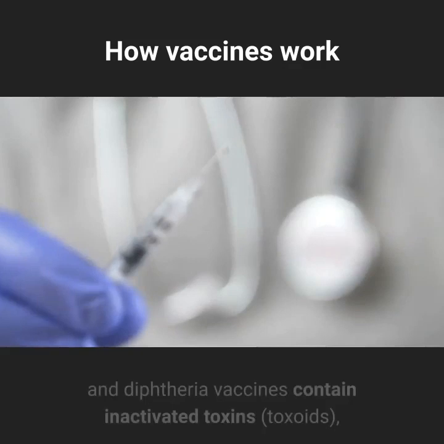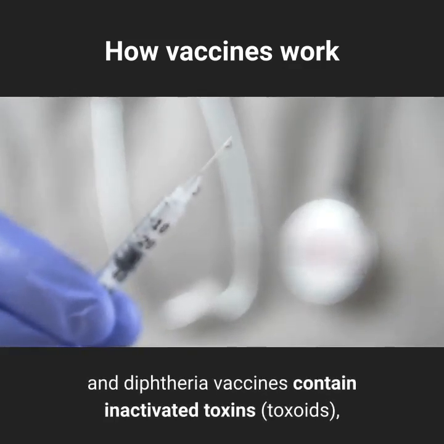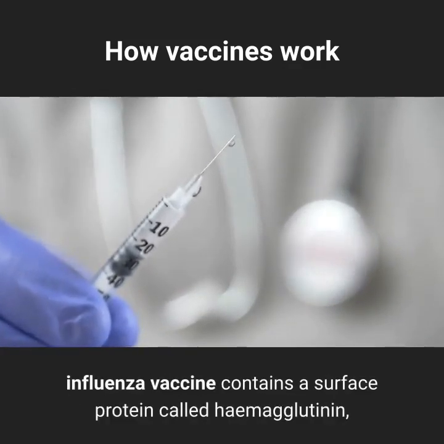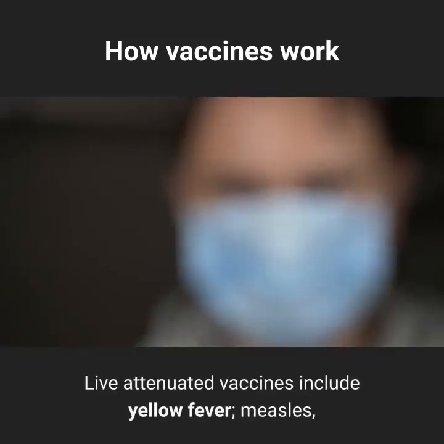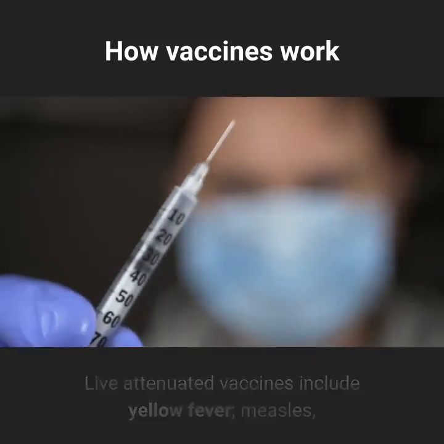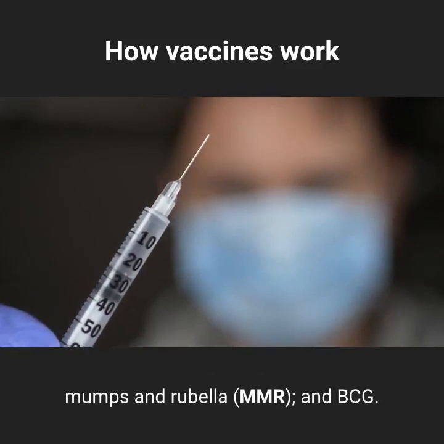For example, tetanus and diphtheria vaccines contain inactivated toxins, toxoids. Influenza vaccine contains a surface protein called hemagglutinin, and pneumococcal vaccine contains the polysaccharide from the capsule. Live attenuated vaccines include yellow fever, measles, mumps and rubella (MMR), and BCG.